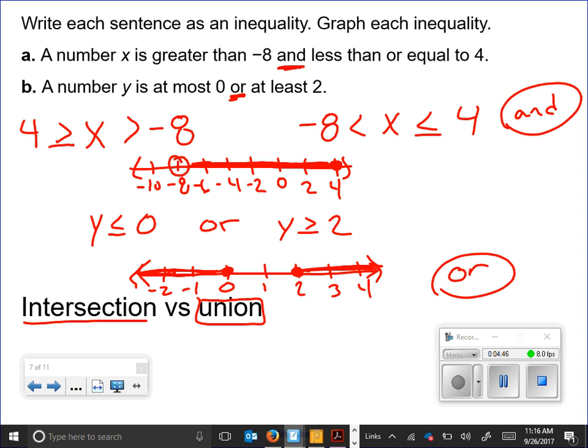You'll have a few of those where you're writing the inequality. Make sure that you recognize if it's an "and" or "or" inequality when you're writing the inequalities, and then you're graphing them. They should look right: if it's "or", it should be a union. If it's "and", it should be an intersection.